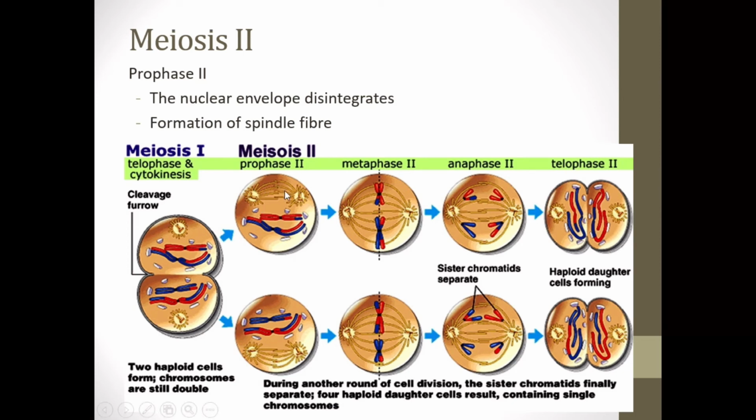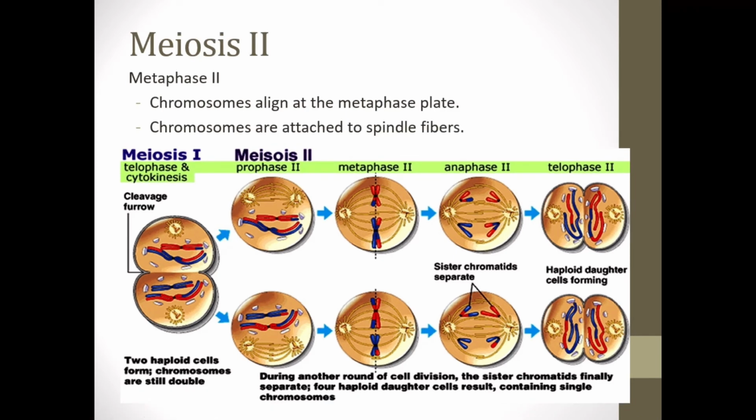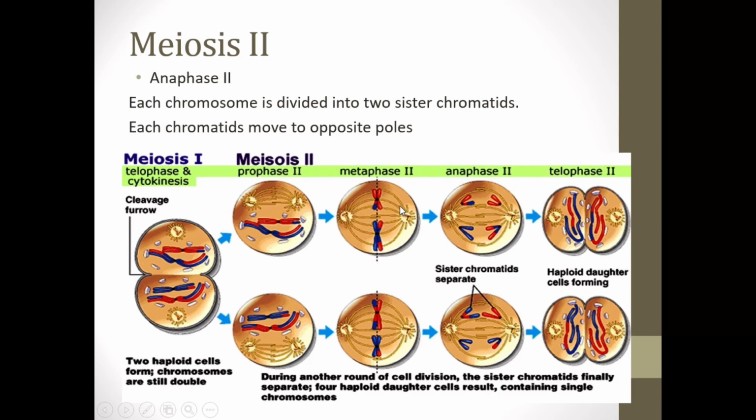Ayan. Ito po yung spindle fibers. Next one, we have Metaphase II. So again, metaphase middle. It is where the chromosomes align at the metaphase plate. Ayan po, yung nakikita po natin dito. Here's the metaphase plate, yung nasa gitna, equator. And then the chromosomes are attached to the spindle fibers. Next one, in Anaphase II, each chromosome is divided into 2 sister chromatids, just like what you are seeing here, and then each chromatid moves to the opposite pole.